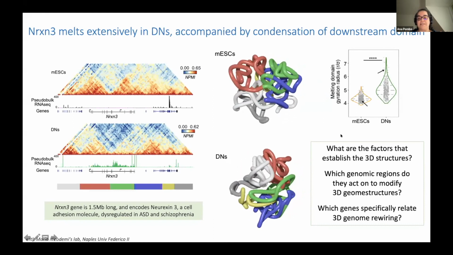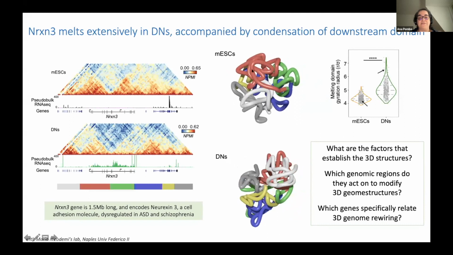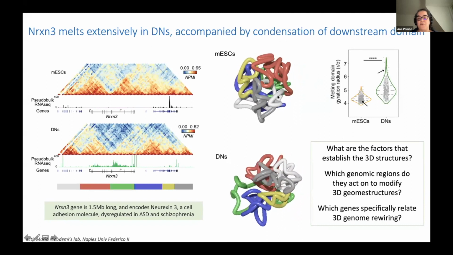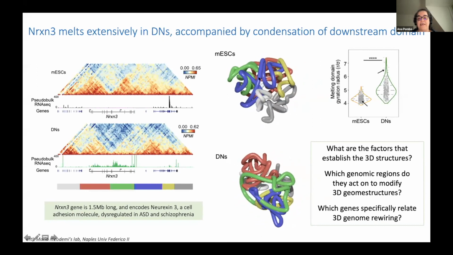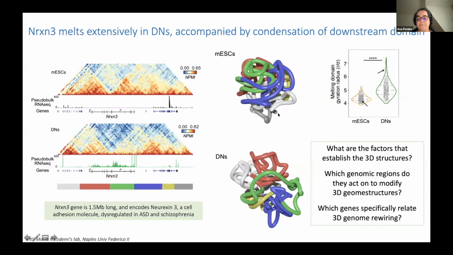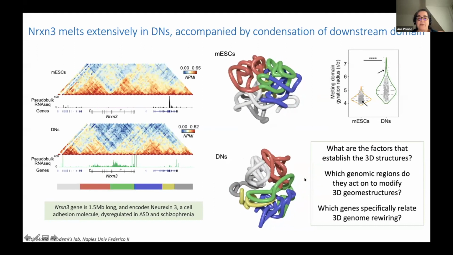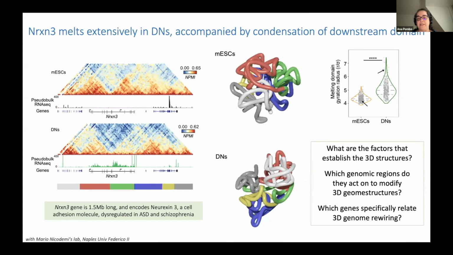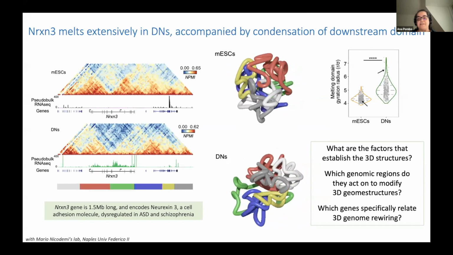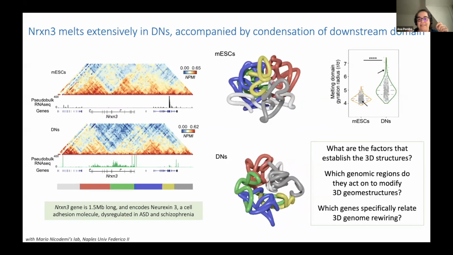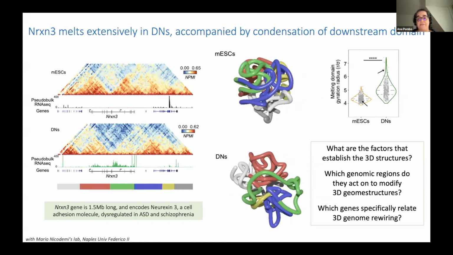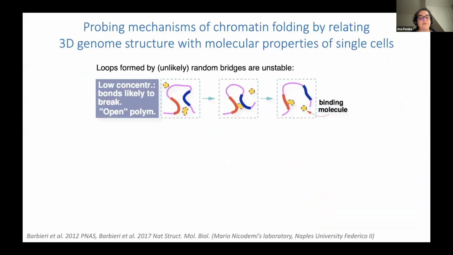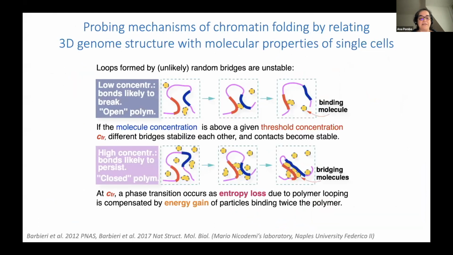So the questions then are: what are the factors that establish these structures? Let's not try to explain everything. Which genomic regions do these factors act on? And if we can get to the most crucial points of the topology, can we find out which genes are exactly living there, which ones are directly affected by these mechanisms, and also start studying the bystander effects on nearby genes? So maybe I skip this for time, or maybe I just say it very briefly.